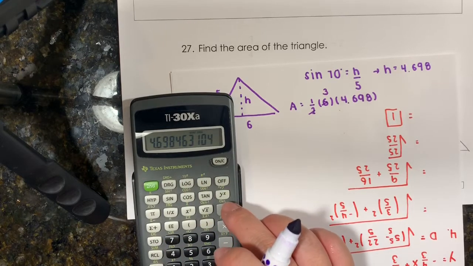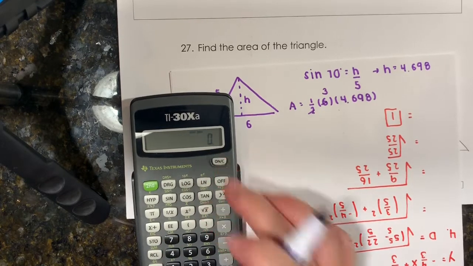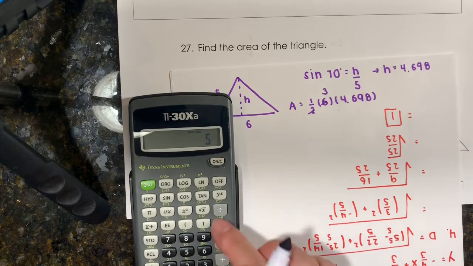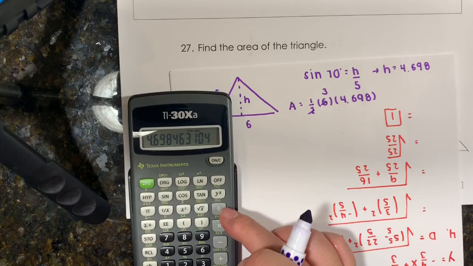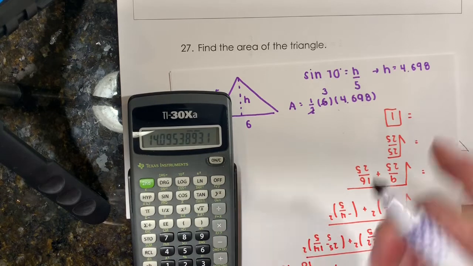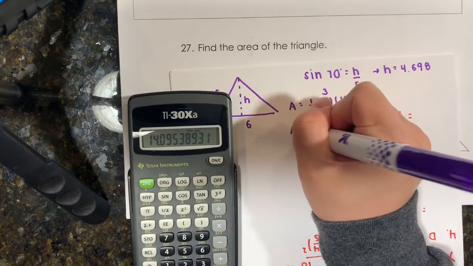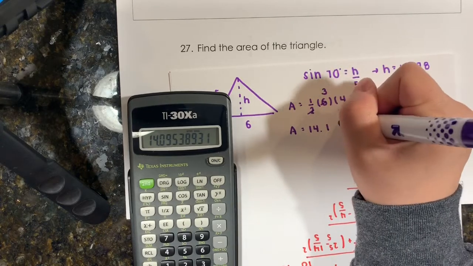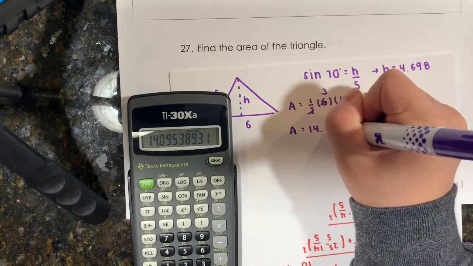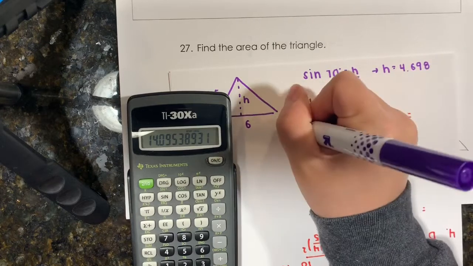No, sorry, I have to redo that. So 5 times sine 70 equals, and then I'm going to multiply that by 3. That gives me an area of 14.1 inches squared.